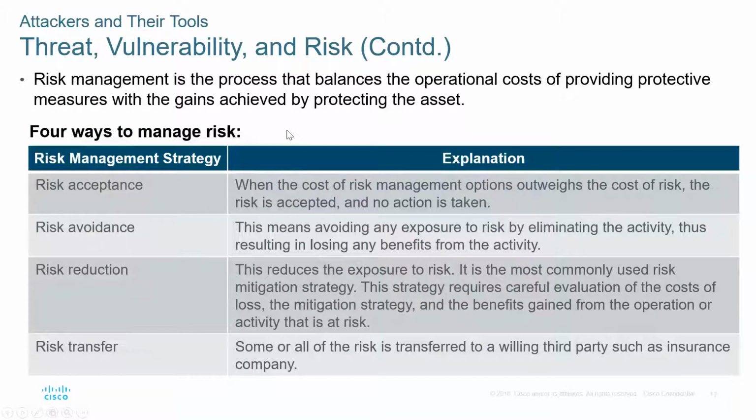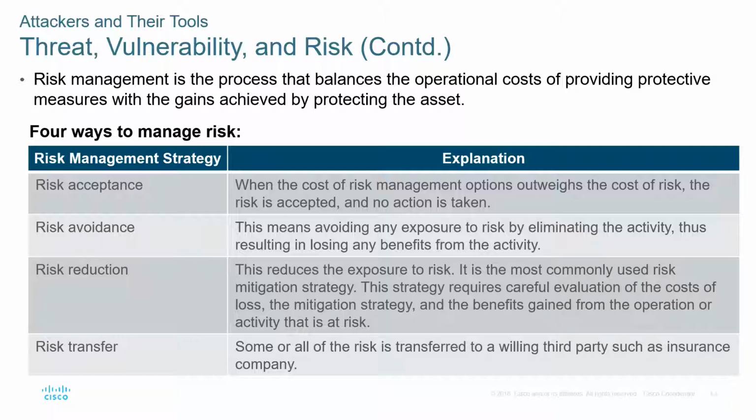For risk management, it's again just a couple more ways to define risk and risk management strategy. Risk acceptance is when the cost of risk management options outweighs the cost of the risk itself, so the risk is accepted and no action is taken. Risk avoidance means that we avoid any exposure to risk by eliminating the activity, thus losing any benefits from that activity.